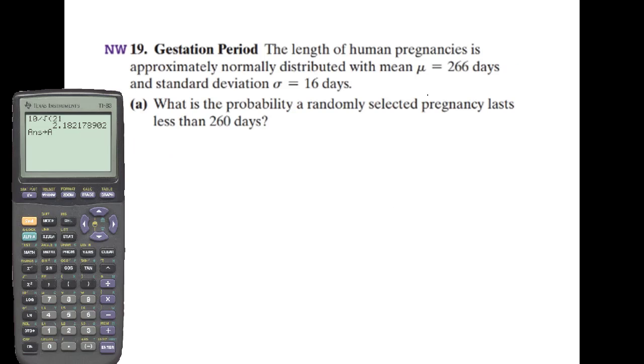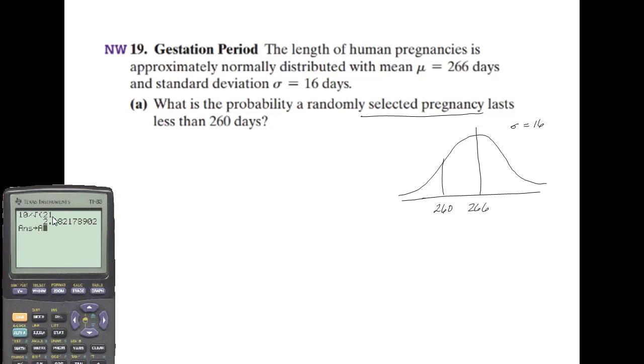Okay, here we go. The length of human pregnancies is approximately normally distributed with a mean of 266 and a standard deviation of 16. So we know it's normally distributed with a mean of 266 and sigma equal to 16. Now here, what is the probability that a randomly selected pregnancy, so notice they're not giving you a group here, it's just one pregnancy, lasts less than 260 days. So 260 days would be down here, which is only 6 days less. And if the standard deviation is 16, that's not really that far away from the mean.